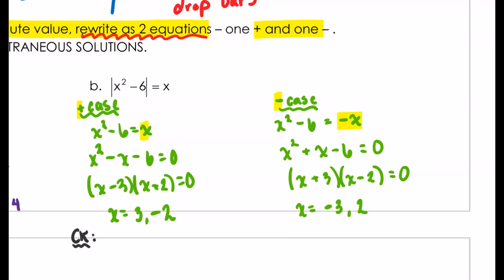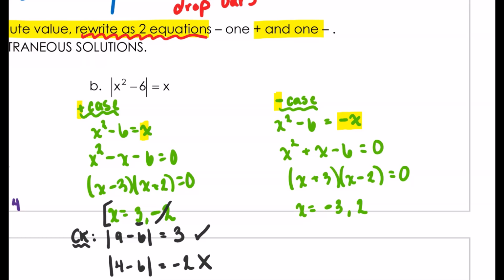Okay, so my first one, I'm going to check x is equal to 3. Notice that I would get the absolute value of 9 minus 6. Does that equal 3? And of course, that's a yes. So that one checks. For negative 2, notice that I would get 4 minus 6. Is that going to equal negative 2? And that's going to be a fail. So negative 2 is not a solution, but x equals 3 is a solution.